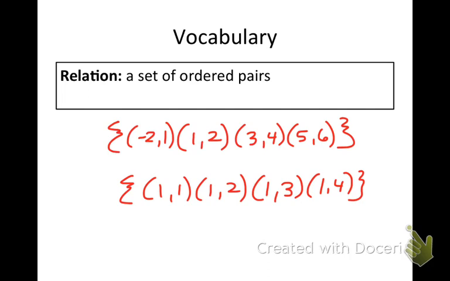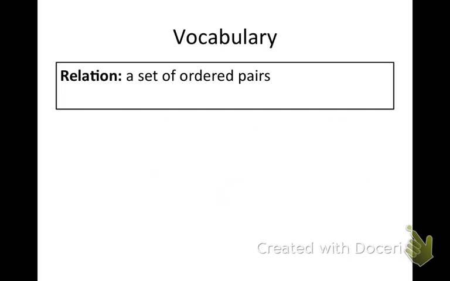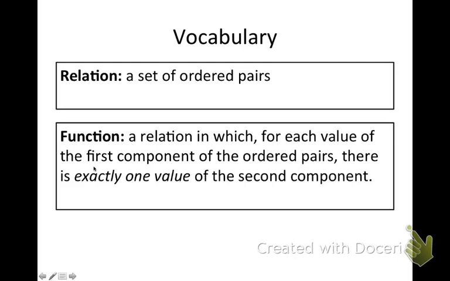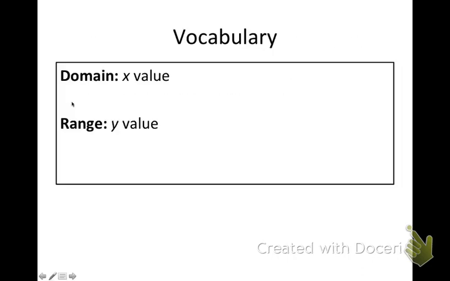So up here, which values would be my independent variables? -2, 1, 3, 5. What would be the dependent variables? 1, 2, 4, 6. Down here, my independent variable is just 1. My dependent would be 1, 2, 3, 4. We have special names for those. Remember what they're called? One starts with a D. The other starts with an R. Domain and range. Good. All right. Go back. Where is this? There it is. Domain and range.